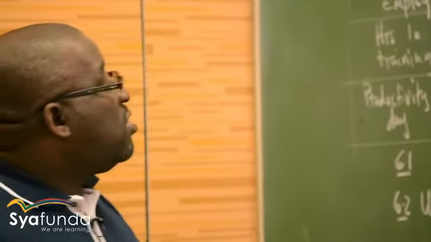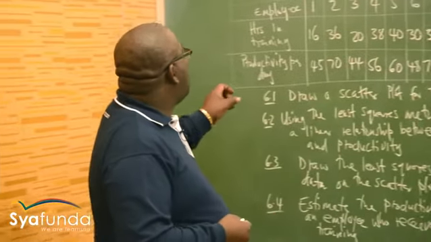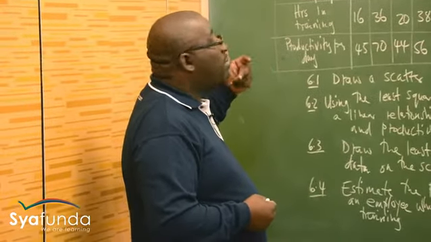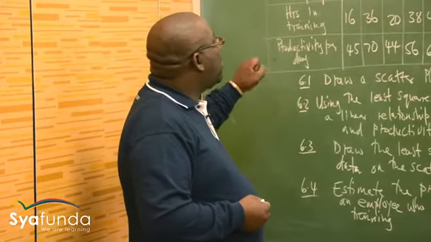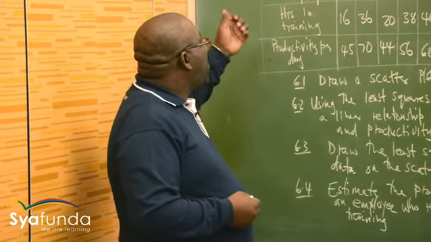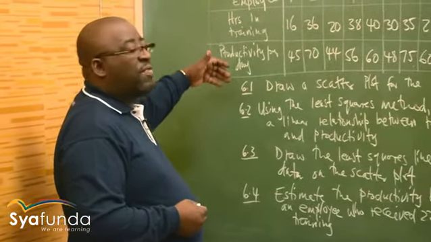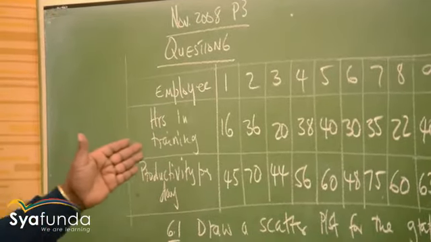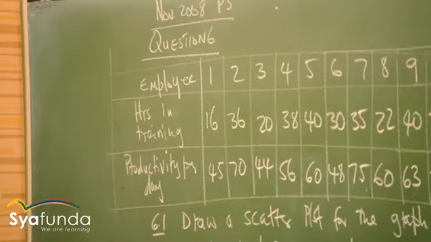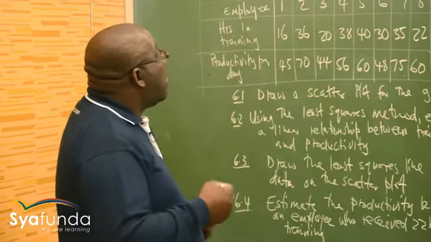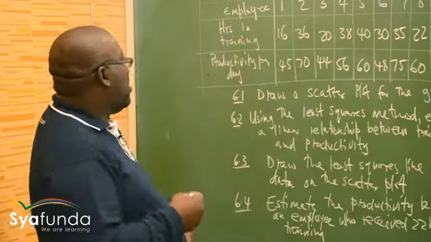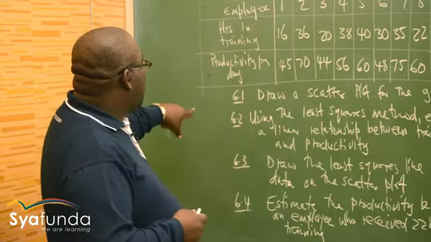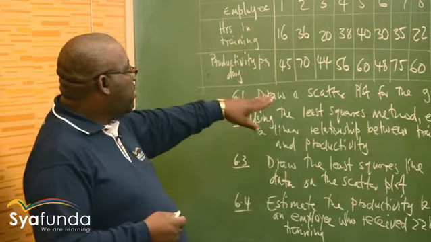The first thing that we need to do is to show, in a particular company, the owner of the company wants to find out what impact training has on productivity. These are hours in training and what these workers produced. We want to check the relationship between the two. The first question is to draw the scatter plot for the graph.